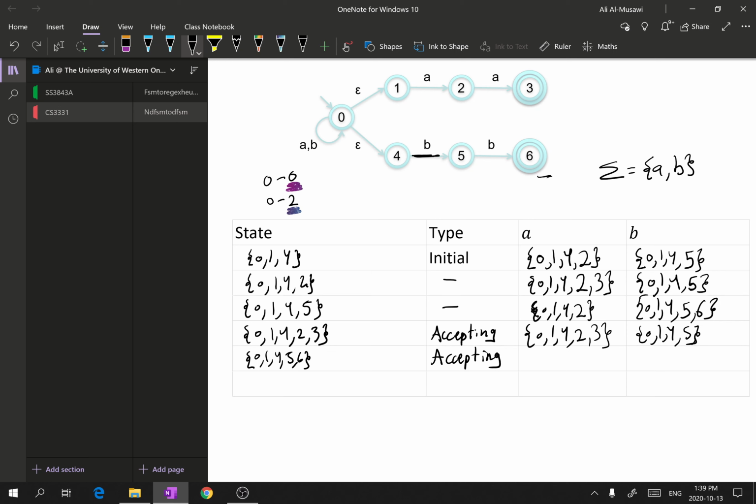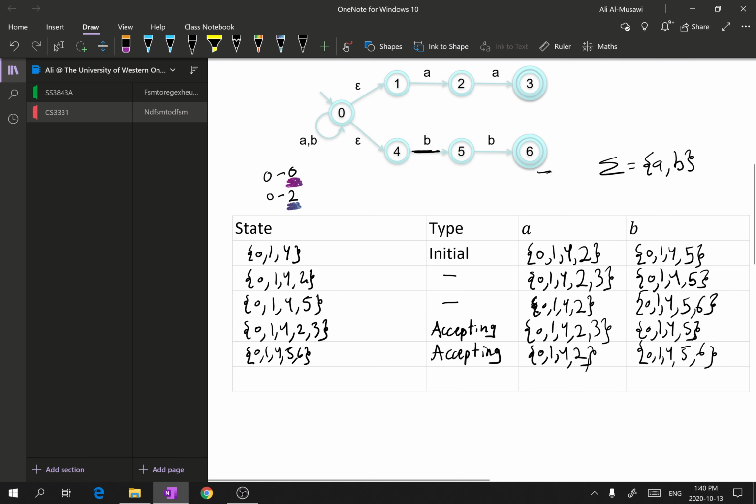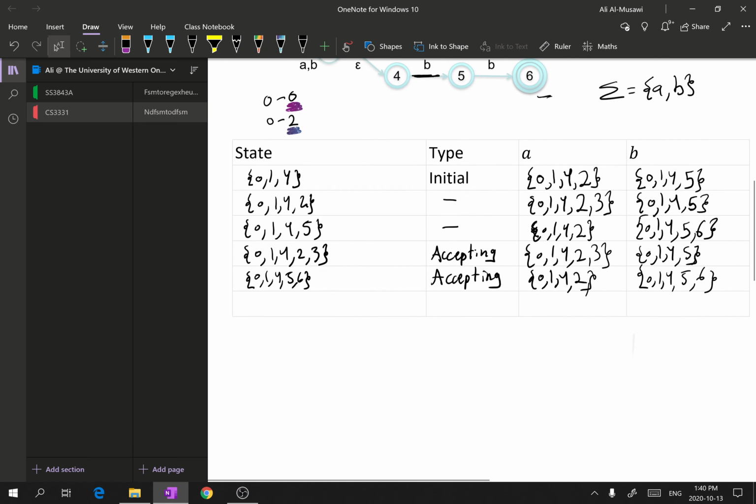Okay, now where do we transition on A from this state? So 0 goes to itself plus the epsilon closure, 1 goes to 2 plus the epsilon closure, and 4 goes nowhere, 5 goes nowhere on A, and 6 goes nowhere on A, so we're done. Okay, what about B? 0 goes to the epsilon closure itself, so that's 0, 1, 4. 4 goes to 5. 5 goes to 6. 6 goes nowhere. We're done here. Okay, and that's what we have. In fact, we don't have any more new states, so we are done with the table.